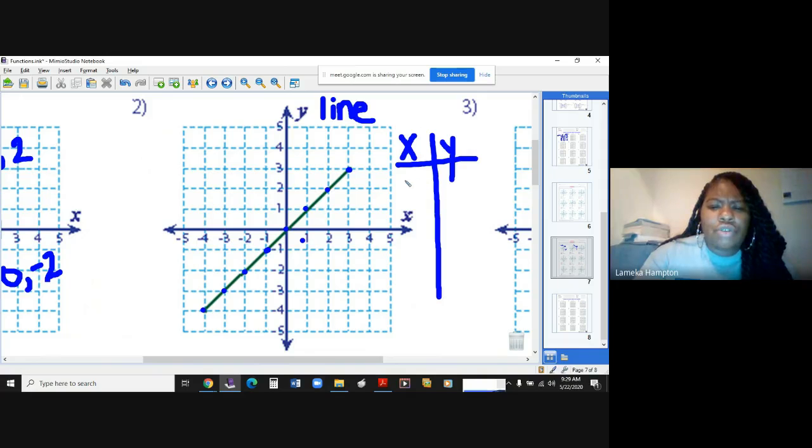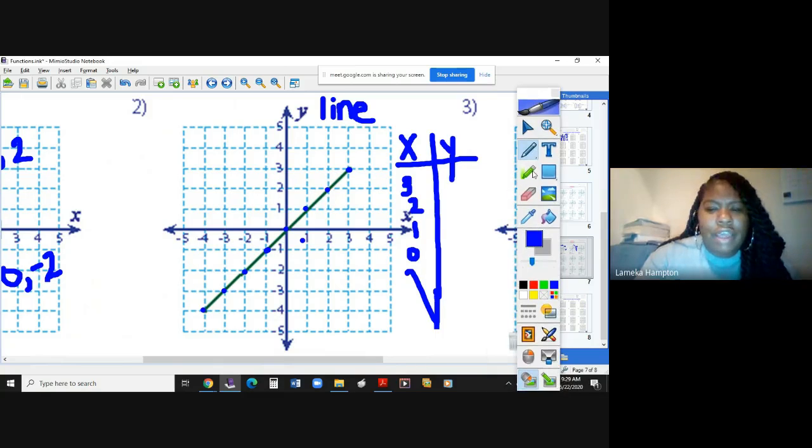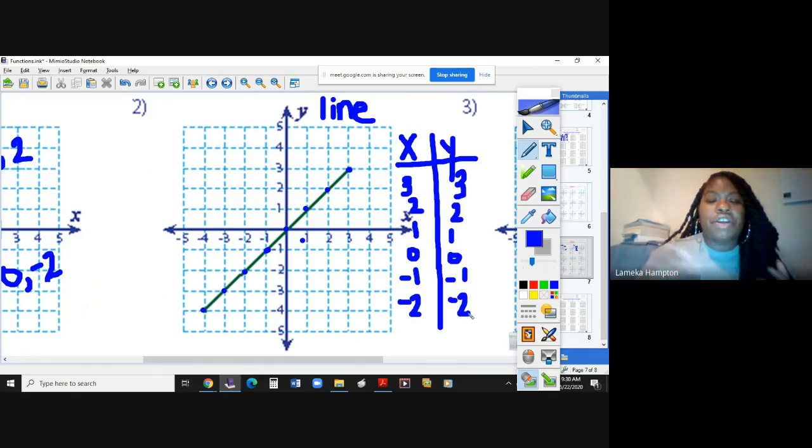So I'm just going to say 3, 2, 1, 0, -1, -2. I'm just going to stop right there because I'm running out of room. All right, so I have 3, 2, 1, 0, -1, -2. Also -3, -3, and -4, -4 is also on there.